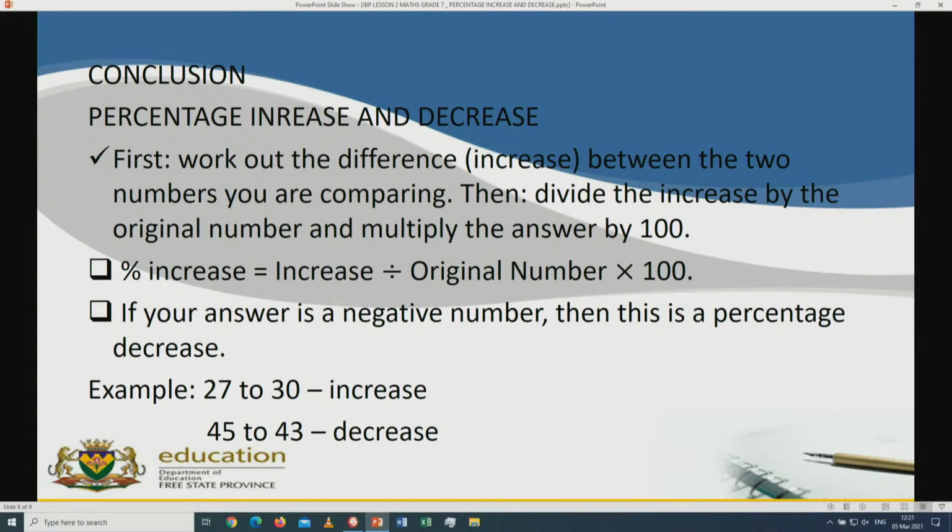For example, as I conclude, in summarizing, 27 to 30, you can see this is an increase because it started as 27, now it is 30. 30 minus 27, it will be a what? A positive 3 in terms of what? Integers. Now, when do we have a decrease? 45 to 43. Now, if I say 43, subtract 45, I will end up with what? A negative 2. This clearly indicates what? A decrease.